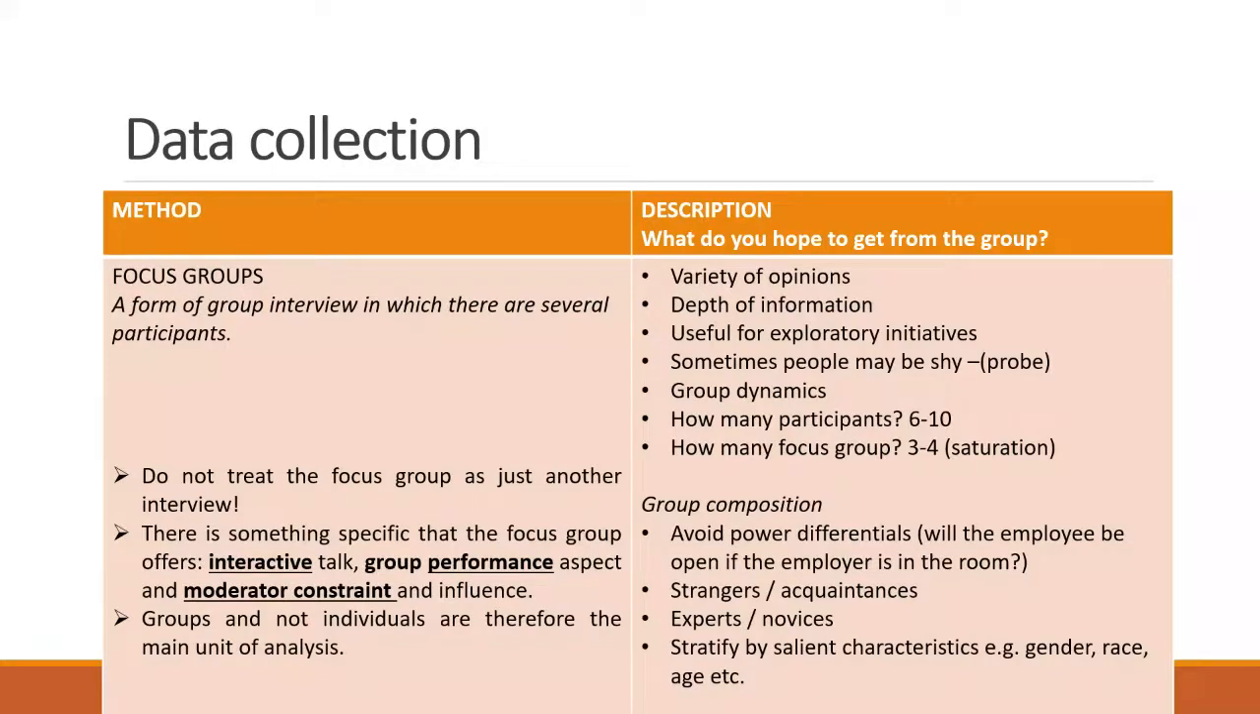And again, strangers or acquaintances, putting people together, again, it's going to be determined by what it is that you're interested in, right? Is it going to serve you better to have strangers in the focus group? Is it going to serve you better to have acquaintances? What is it that can come out if people are acquainted with each other? What is it that can come out if people are strangers, in terms of how they engage in a focus group, right?